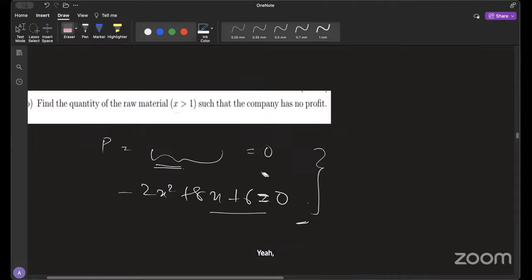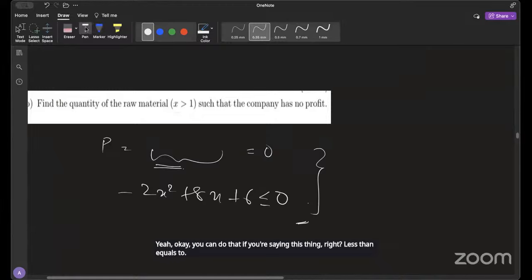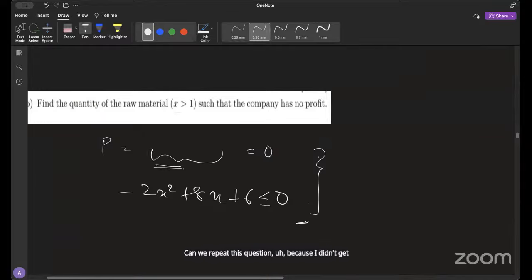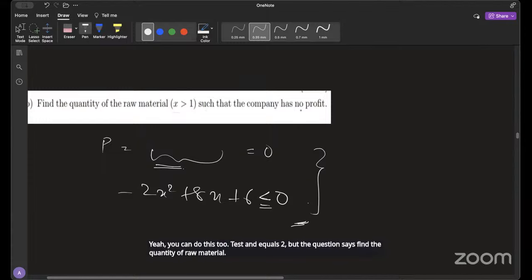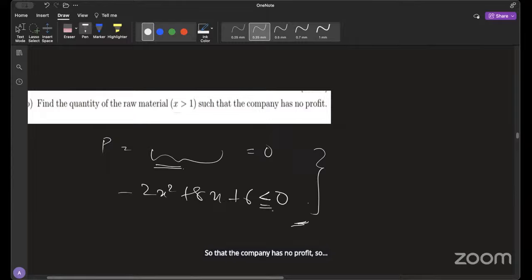Yeah, okay, you can do that if you're saying this thing, right? Less than equals to. Can you repeat this question? Because I didn't get the question itself. Yeah, just 1 second. We'll repeat the question. Yeah, you can do this too, less than equals to. But the question says find the quantity of raw material such that the company has no profit. Ma'am, its root is coming out to be 3 actually, and profit means zero only.